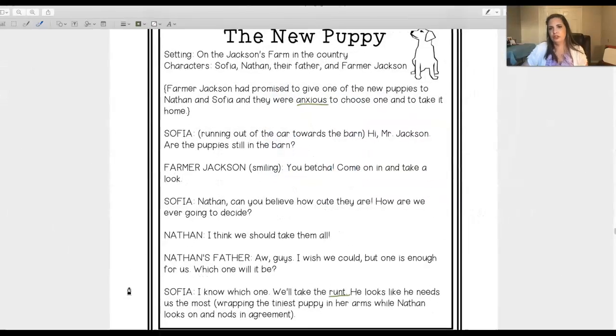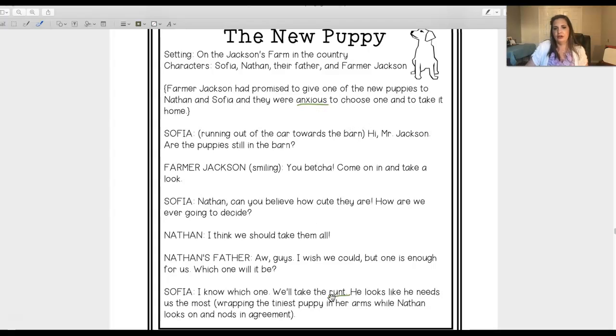Okay, so I really just underlined a couple words I thought maybe you might not know. This word, anxious. Usually that might mean that you have uneasy feelings or you're worried about something, but in this case, it says Farmer Jackson had promised to give one of the new puppies to Nathan and Sophia, and they were anxious to choose one and take it home. In this case, it can also mean they were really eager to pick one out and take it home.